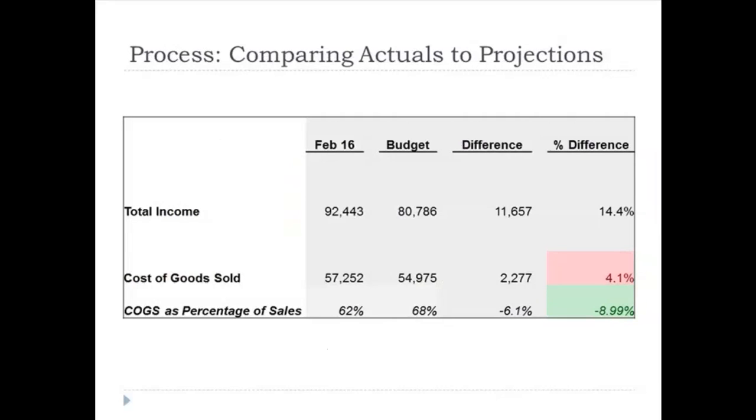So here's an example of comparing actuals to projections. You can see in this case that the budgeted revenue for this month for this farmer was $80,000, and they did $92,000 instead. So their sales exceeded their projections by 14%, which is awesome. If I were them, I would want to figure out what I did to exceed my projections and how I can replicate that. Alternatively, if the actuals had not been as good as the budget or the projections, I'd want to understand what went wrong, because I want to avoid that again.